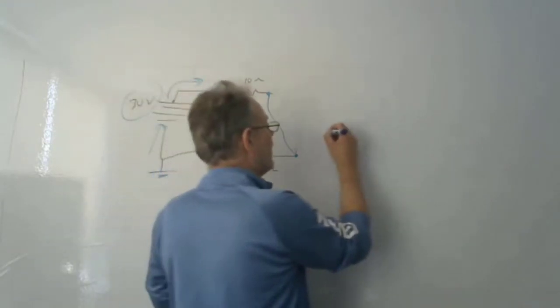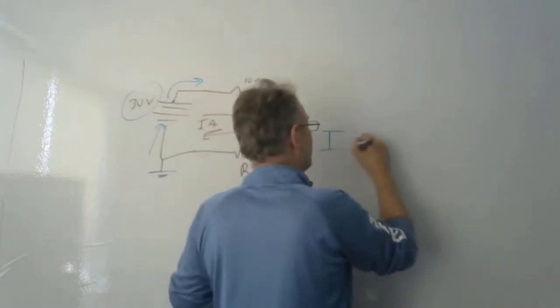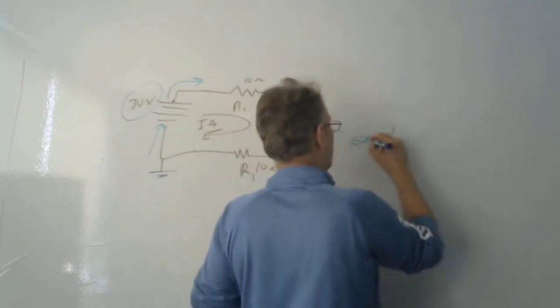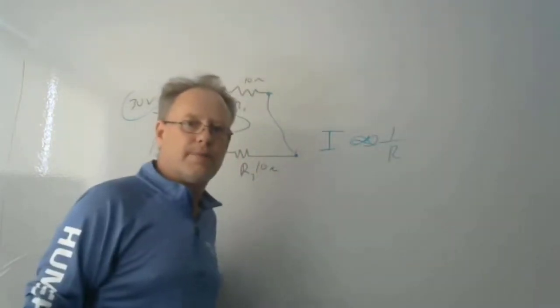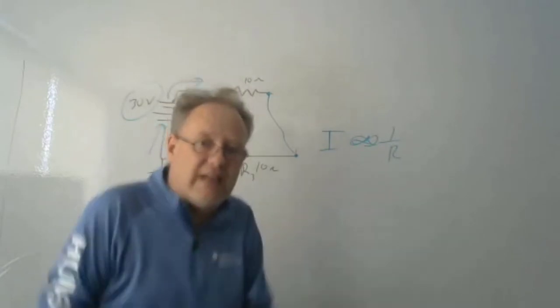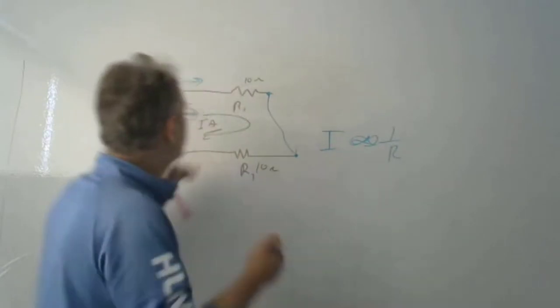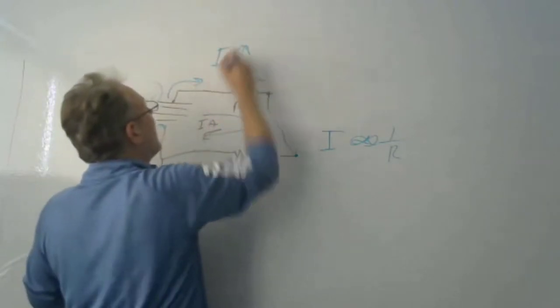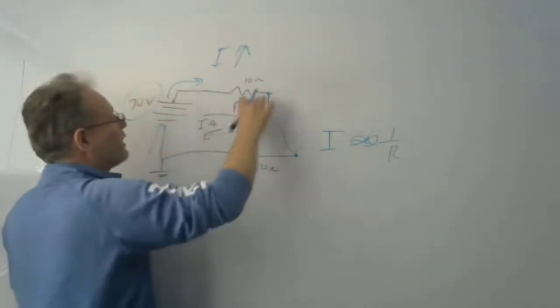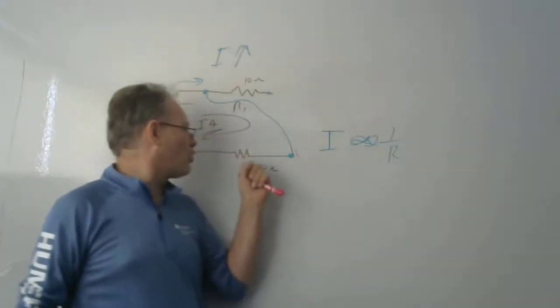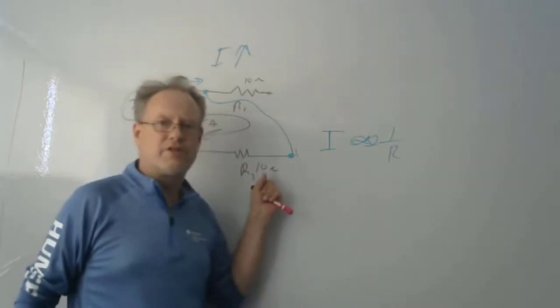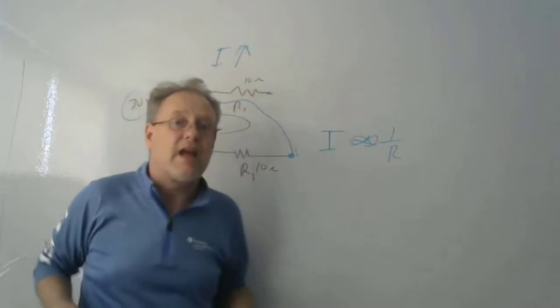And we know that current is proportional to the inverse of resistance. They're inversely proportional to each other. If resistance goes down, current goes up. So in this case, the current is going to go up because the resistance went down. So when I short a circuit, the current goes up. Now watch this. If I were to take this and put it over here, the current's going to go up even more because the total resistance of the circuit is only 10 ohms. It's going to go up quite a bit. It's actually going to be 3 amps now.